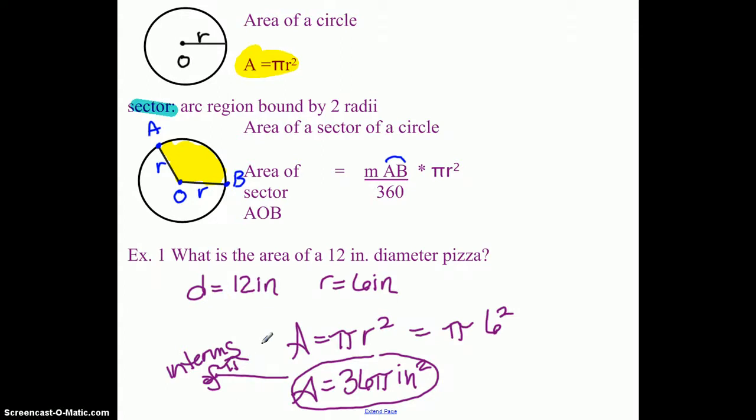If you want a regular answer and they want you to round to the nearest tenth, which is what we see a lot, if we do 36 pi in your calculator, then the area is going to be 113.1 inches squared. So again, you're going to have to see if they want the answer in terms of pi or just a regular answer rounded to the nearest tenth. Okay, let's take a look at our next one.